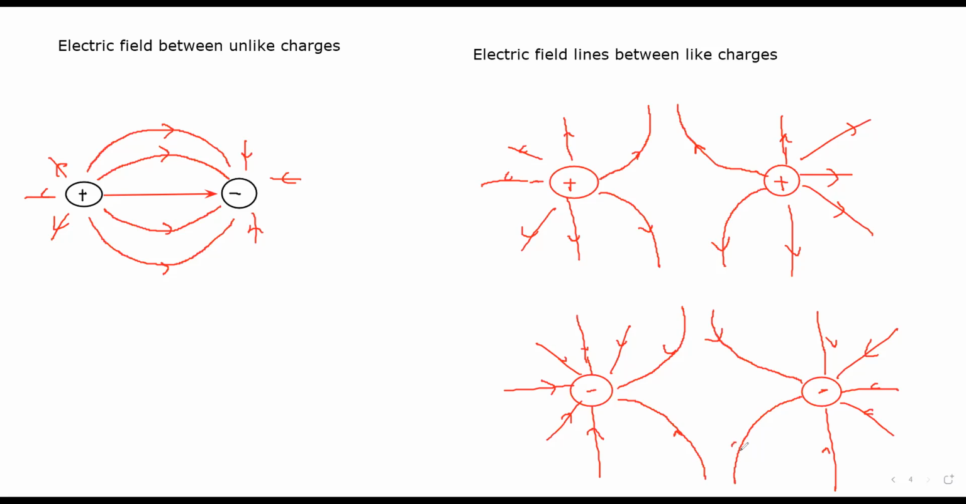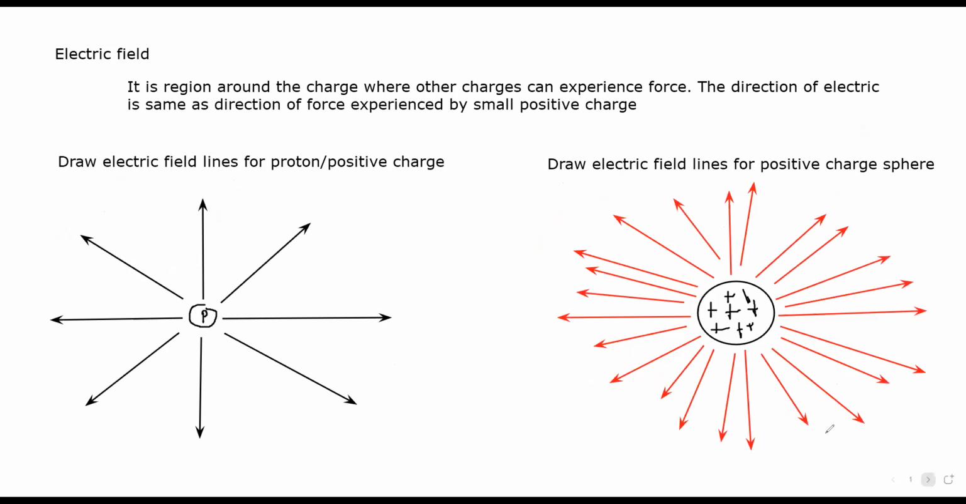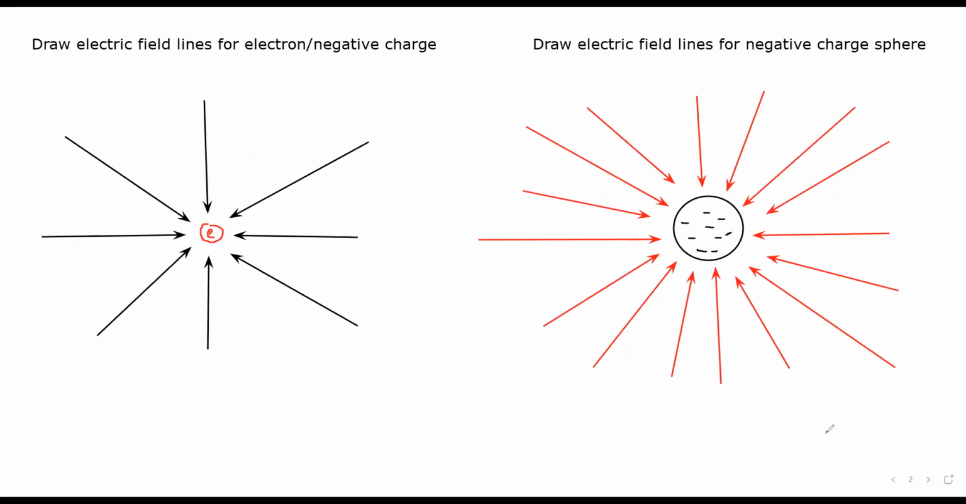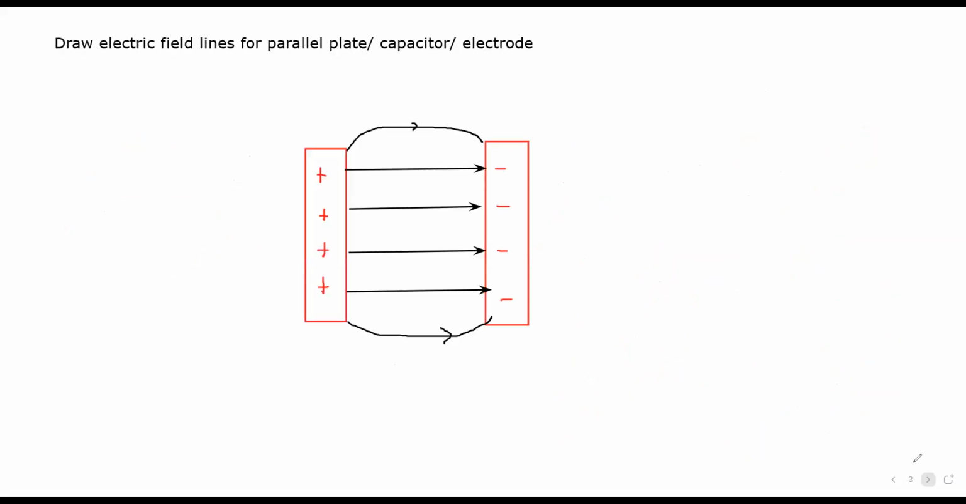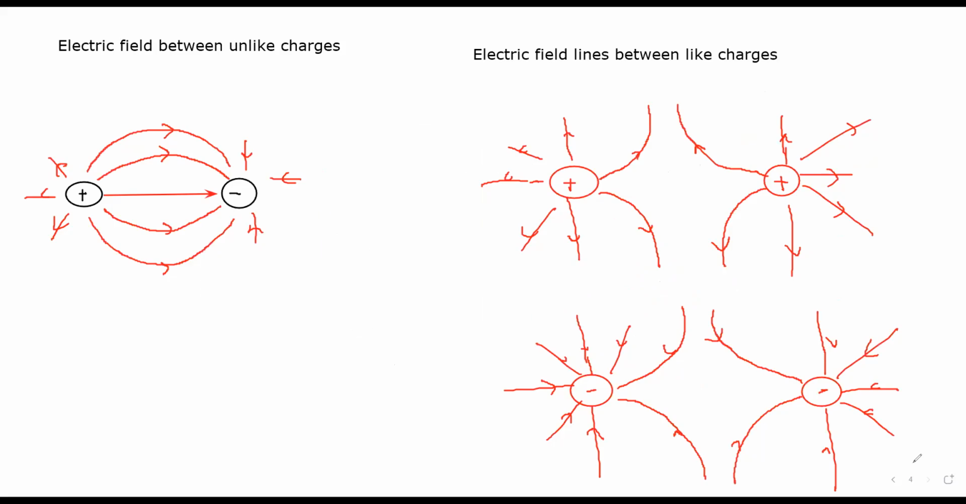Is the concept of electric field clear? You have to practice these patterns, like how to sketch the electric field for a positive charge or positive charged sphere, a negative charge or negative charged sphere, between electrodes or capacitor, and then electric field lines between the charged plates, as well as unlike charges and like charges. Like charges can be two identical positive or two negative. Any question related to this?